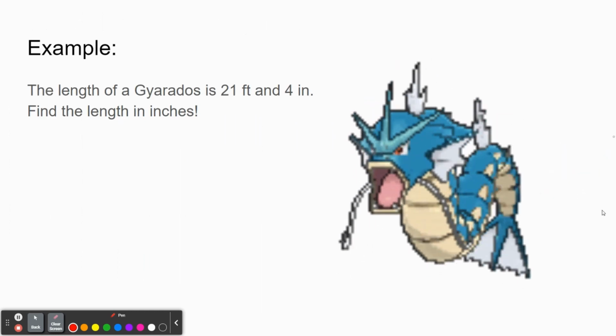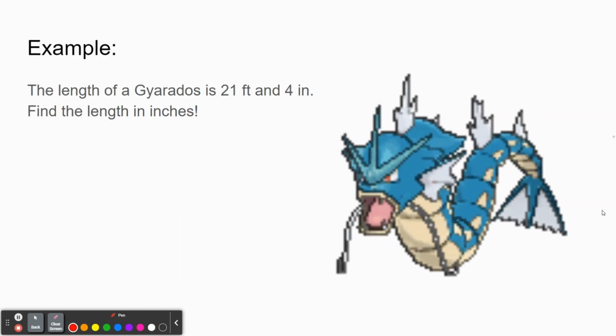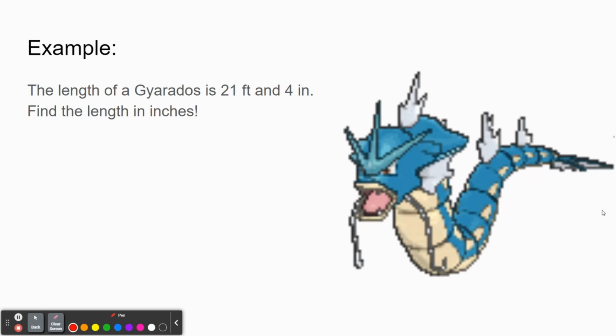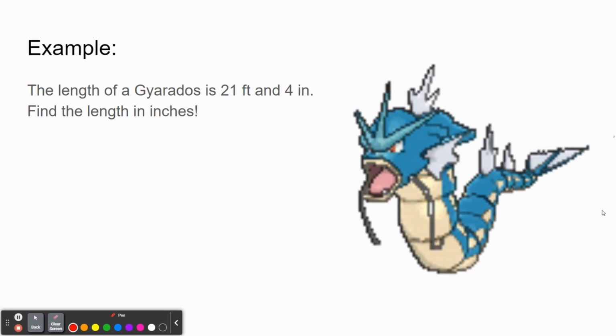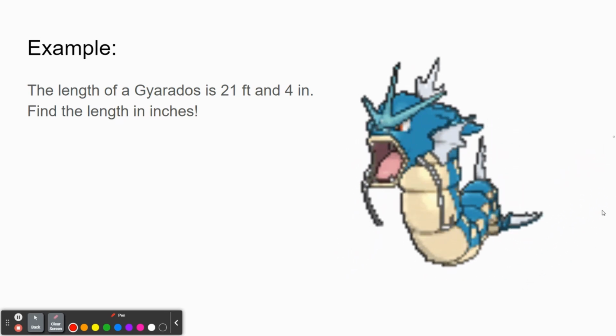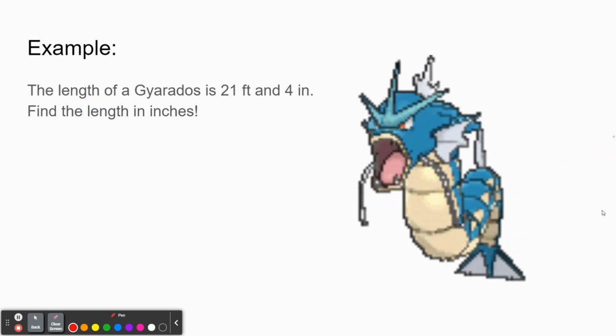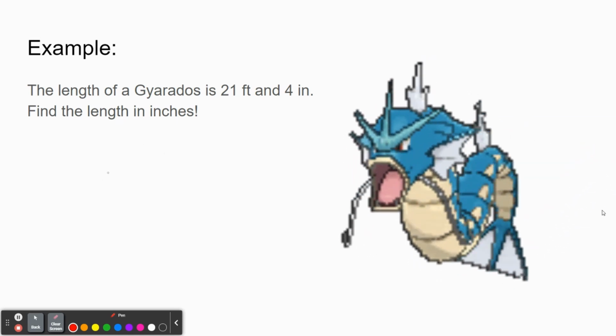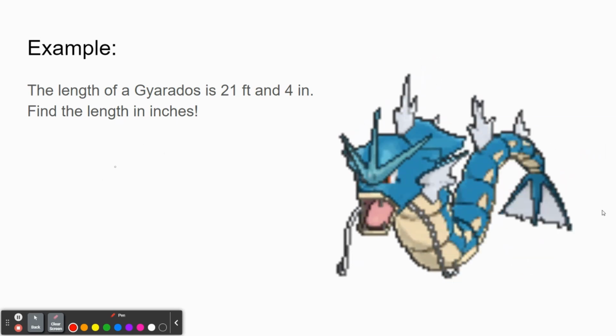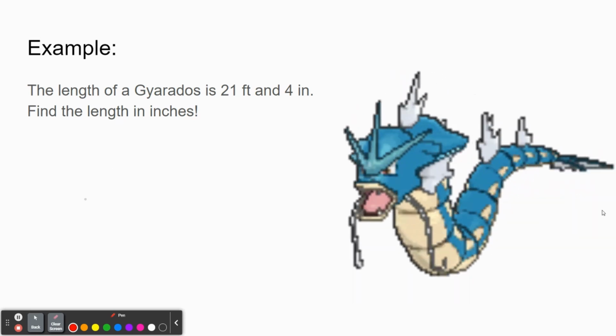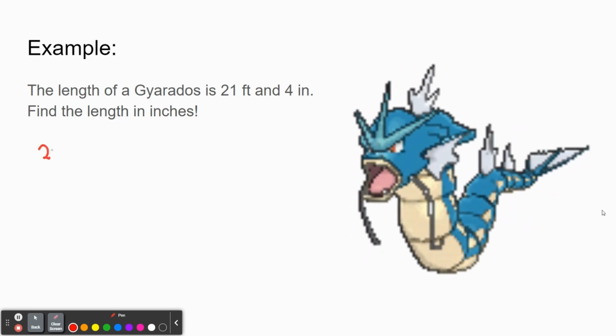So how do we actually use these? Well, let's use an example. We got Gyarados here. Gyarados is officially measured at 21 feet and 4 inches. We want to find its length in just inches. So we've actually got to do 2 steps here. Not every problem you're going to need to do this, but sometimes you will. Let's start with our 21 feet.